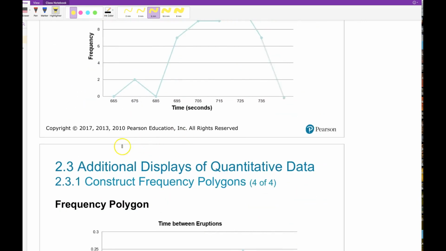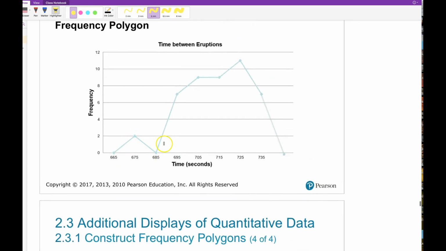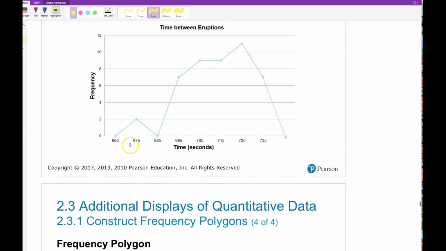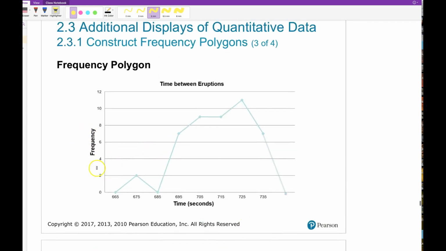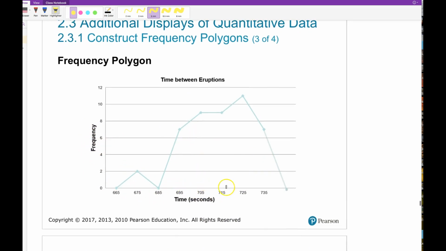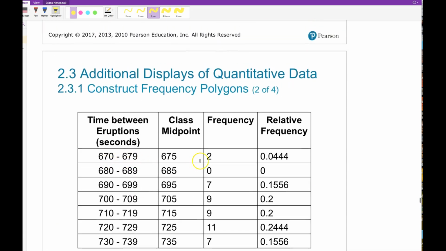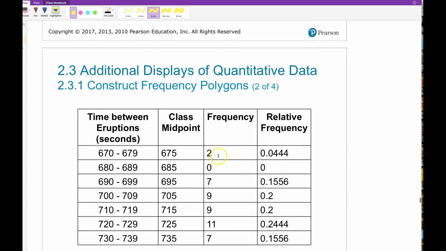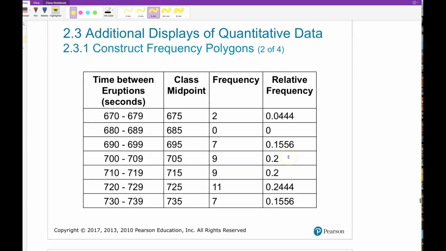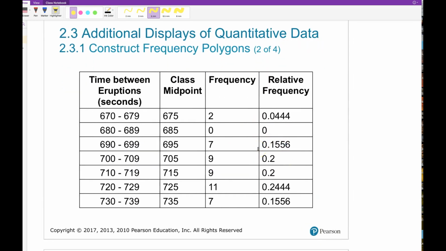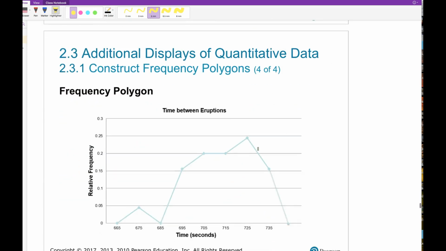And this is what the graph would then look like. You can see it kind of looks like a polygon. That's why they call it a frequency polygon. It looks like a polygon, and you just can track how often it happens at these times. And notice the midpoints of the classes are being used with the frequency or the relative frequency, which we learned in a previous topic, right? And so that's all we have there.